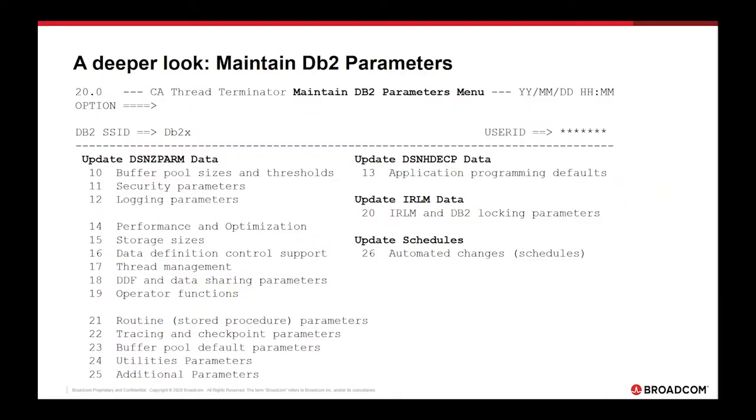Back to the products for what we can do and what they show. Coming from option U on the main menu, maintain DB2 parameters, this is the full overview for all parameters which could be changed. We can see here for easier usage they are ordered and logically grouped by 10 for buffer pool, 14 for performance, 15 for storage, 24 for utilities, or on the second half of the screen, 13 for application programming.